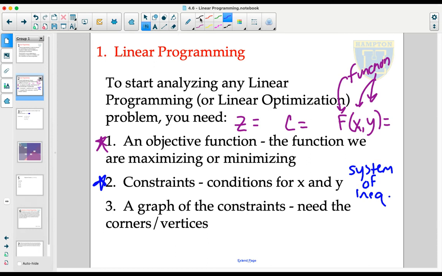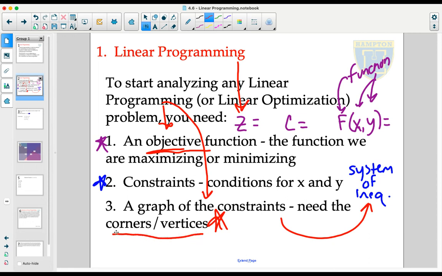And then the last thing that you'll get after you've already worked with the objective function and the constraints is you will look for a graph of those constraints. Notice that we are not graphing the objective function. Despite the fact that there is a third variable, we are not graphing this in 3 dimensions. This objective function will respond to what is happening down here. So as we graph the constraints, as we graph that system of inequalities, that objective function will respond to those values. And in particular, we're going to be looking for the corners and the vertices.